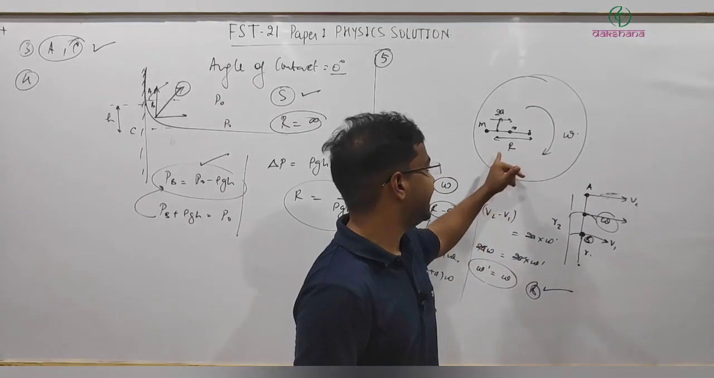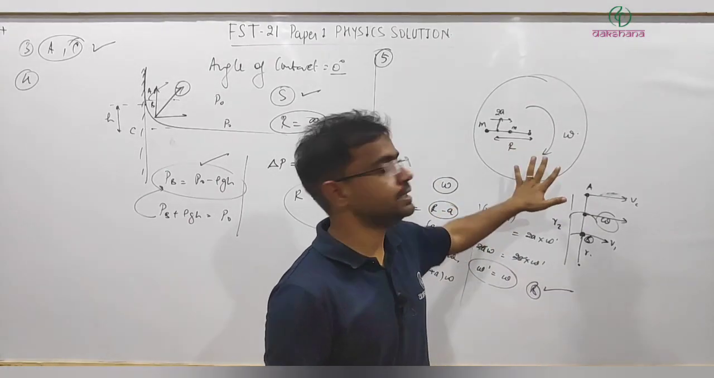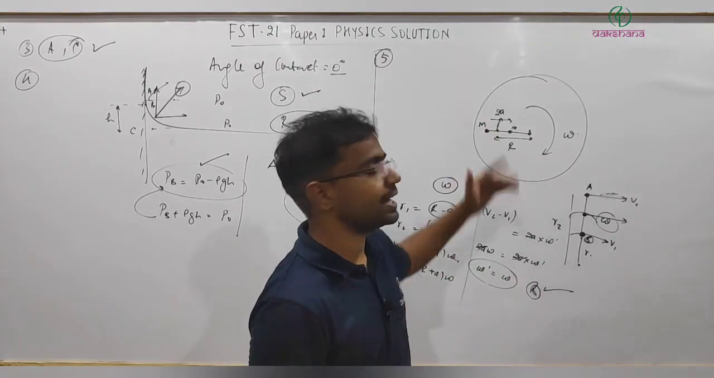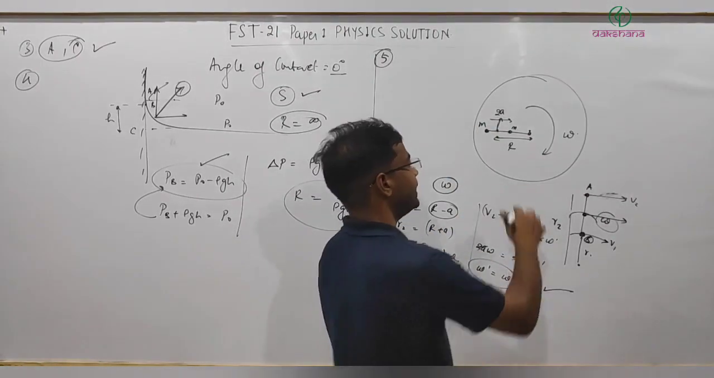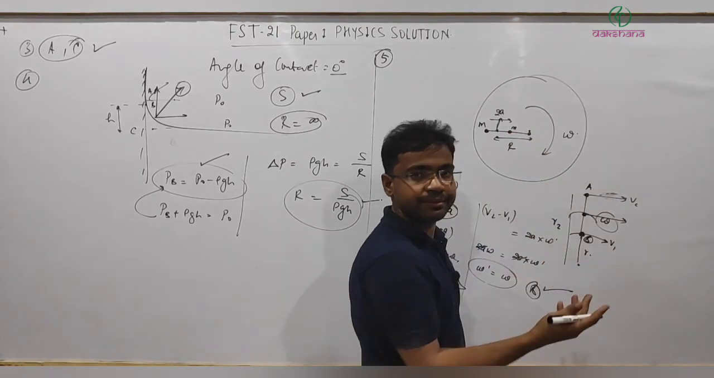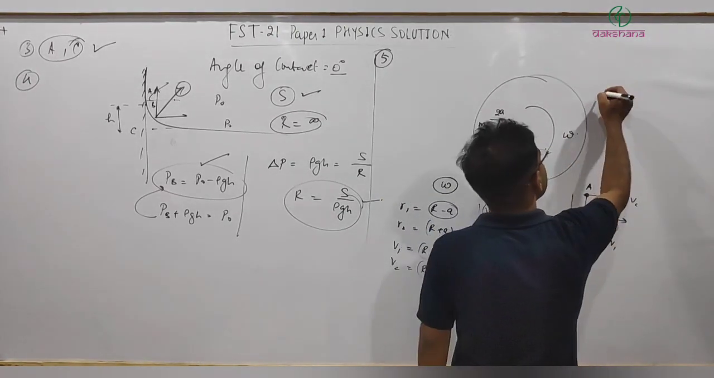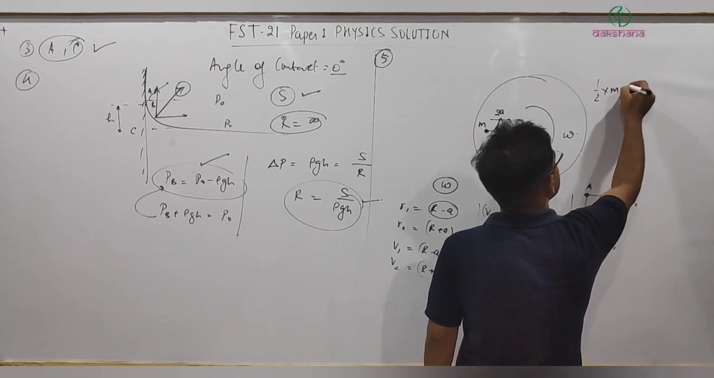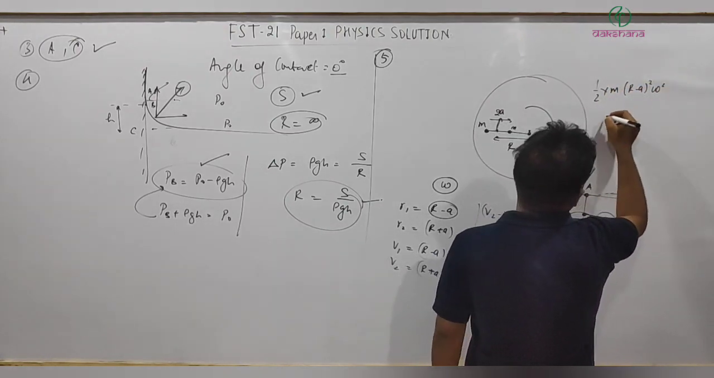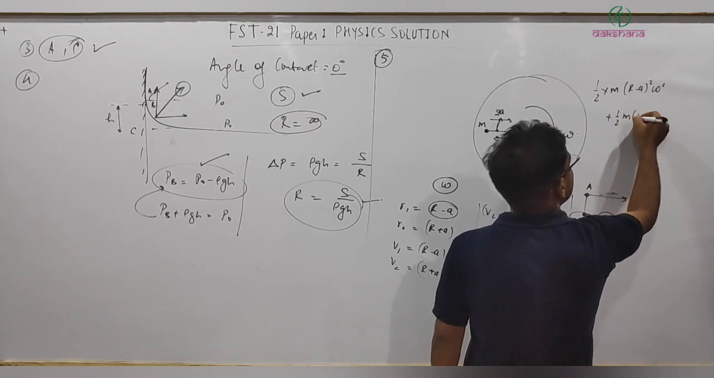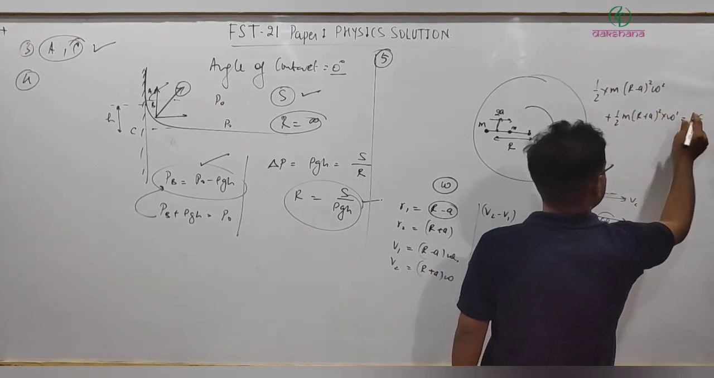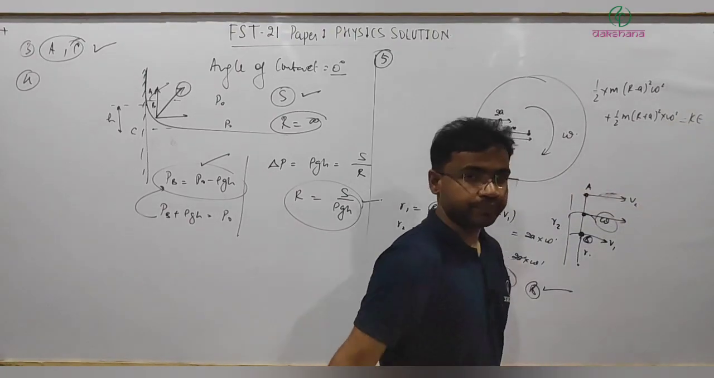So definitely in that way I can say even after the release kinetic energy will remain constant. So I can calculate the kinetic energy before. Kinetic energy means I of this about this axis multiplied by omega square. So I can be written as half into m into (r minus a) square into omega square, plus half m into (r plus a) whole square into omega square. This is the kinetic energy of the dumbbell system.